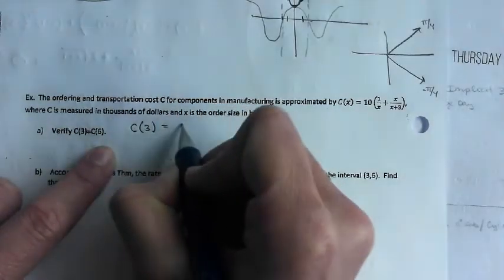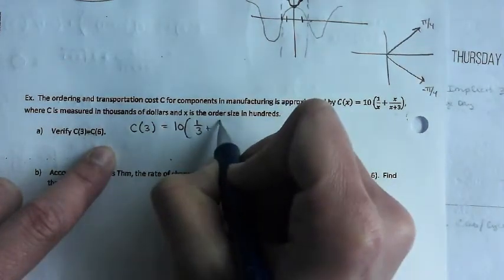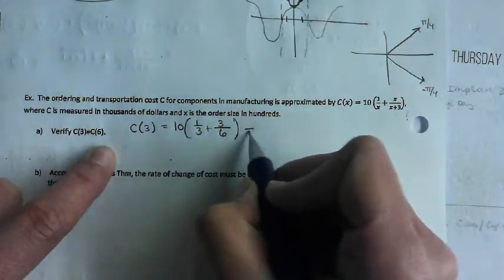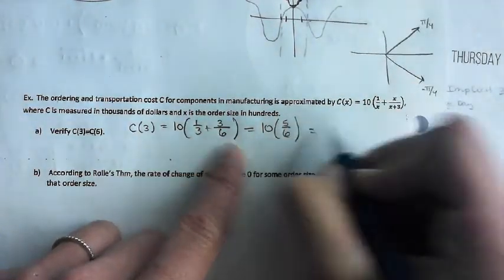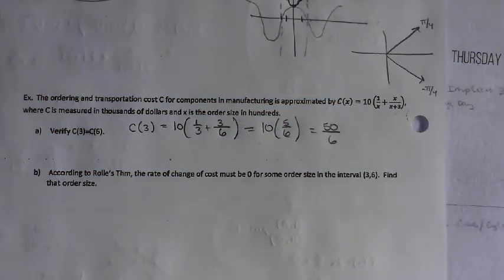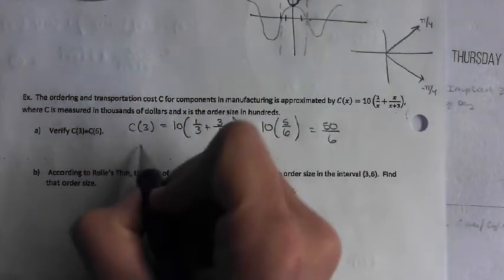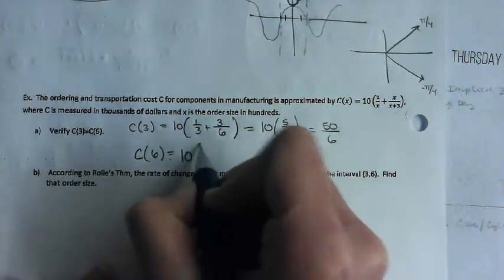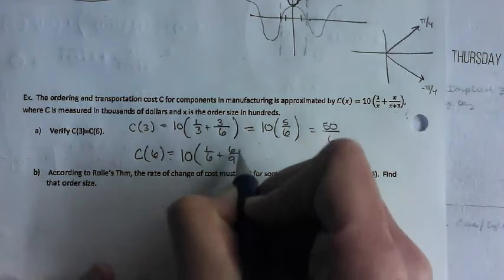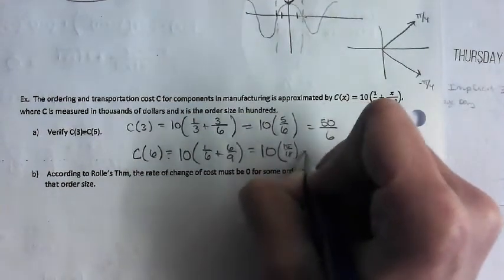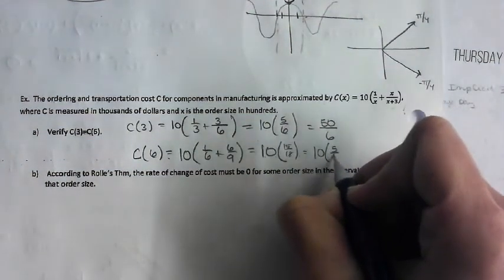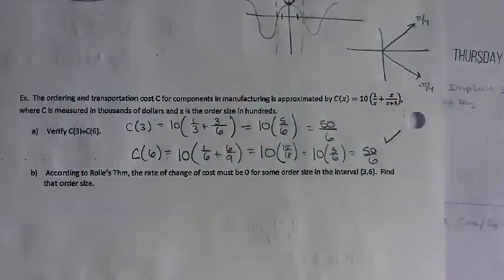C of 3 equals 10 times 1/3 plus 3 over 6, which is 3/6 plus 2/6, 5/6. 5/6 for C of 3. C of 6, 10 times 1/6 plus 6 over 9 is 10 times, oh boy, those both go into 18, so 3/18ths and 12/18ths is 15/18ths, which reduces to 5/6, 5/6. So we verified that.